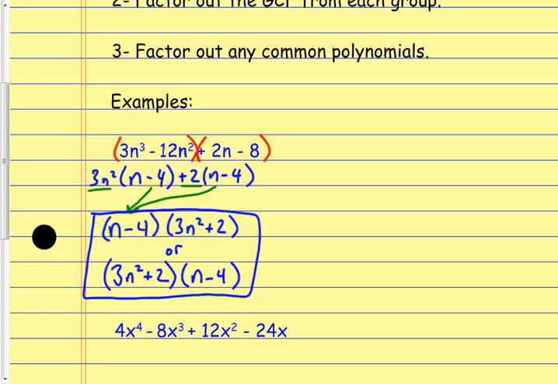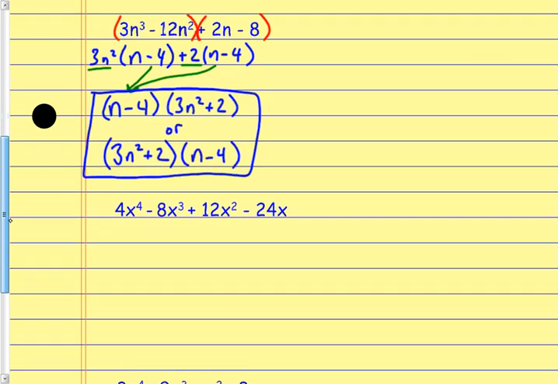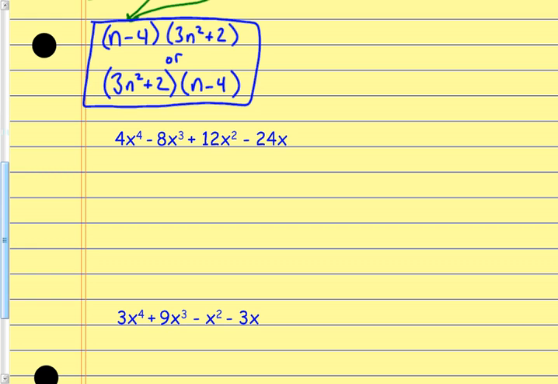If I look at the next one, again, I'm going to put these into groups of 2. So I group the first 2 together. I group the second 2 together. Out of the first group, if I look at the 4x squared minus the 8x cubed, I can factor out a 4, and I can also factor out an x cubed. And if I were to divide that out, it leaves me with an x and a minus 2.